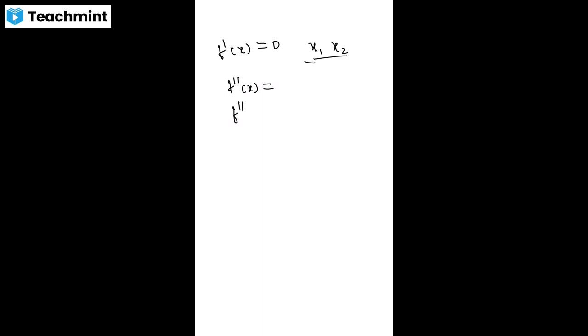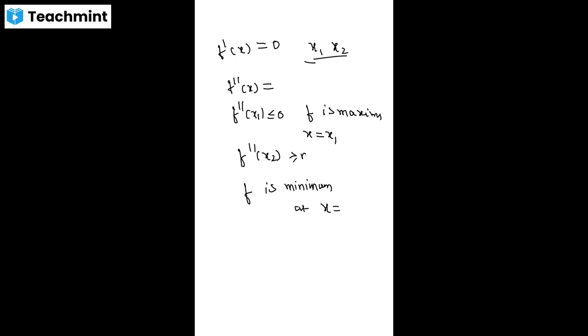If f double dash of x1 is less than 0, negative, then f is maximum at x equal to x1. If f double dash of x2 is greater than or equal to 0, then f is minimum at x is equal to x2.